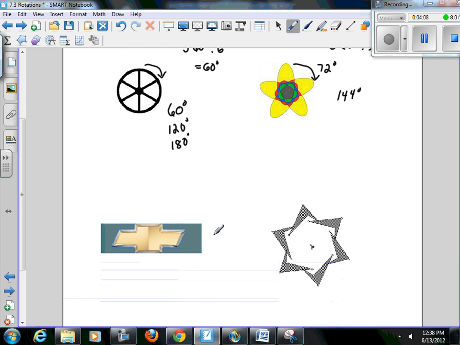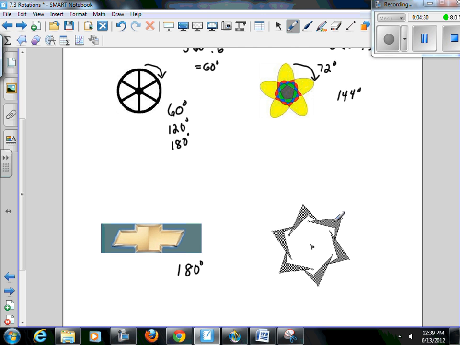Now, here's the Chevy bow tie symbol. Can we rotate this? Well, we wouldn't be able to rotate it 90 degrees because we wouldn't get the same picture back, but we could rotate it 180 degrees and get the same picture back again.